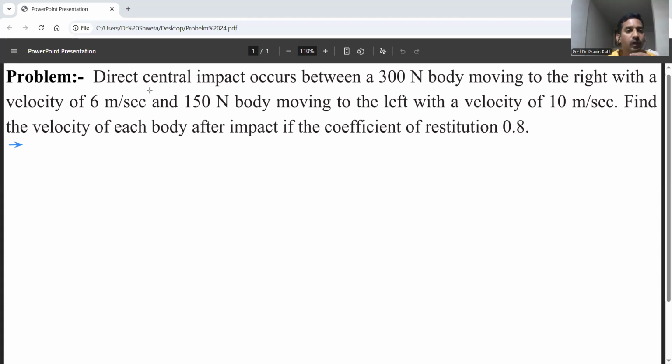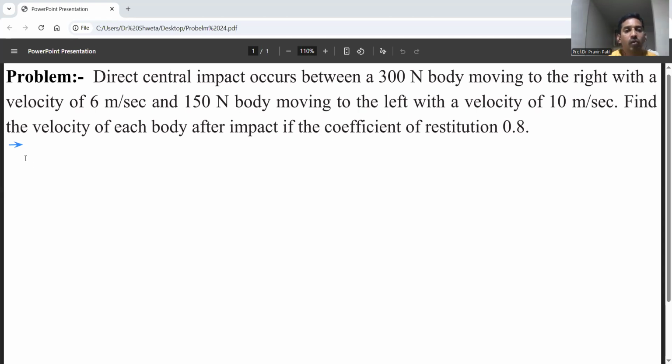Okay. Problem. A direct central impact occurs between a 300 Newton body moving to the right with a velocity of 6 meter per second and a 150 Newton body moving to the left with a velocity of 10 meter per second. Find the velocity of each body after the impact if the coefficient of restitution is 0.8. So first of all, write down the given data.